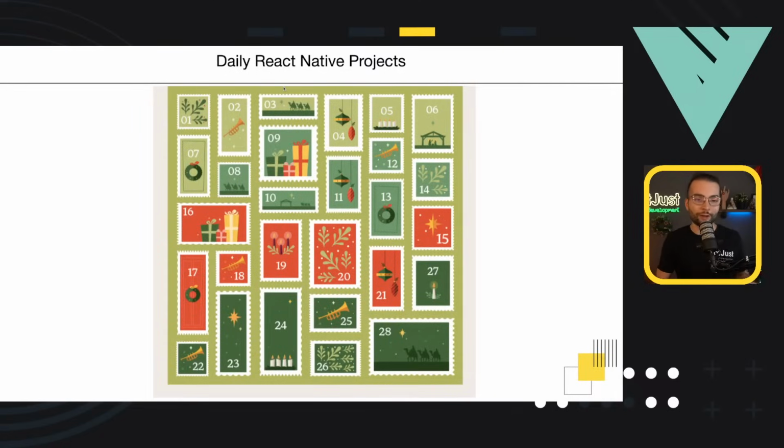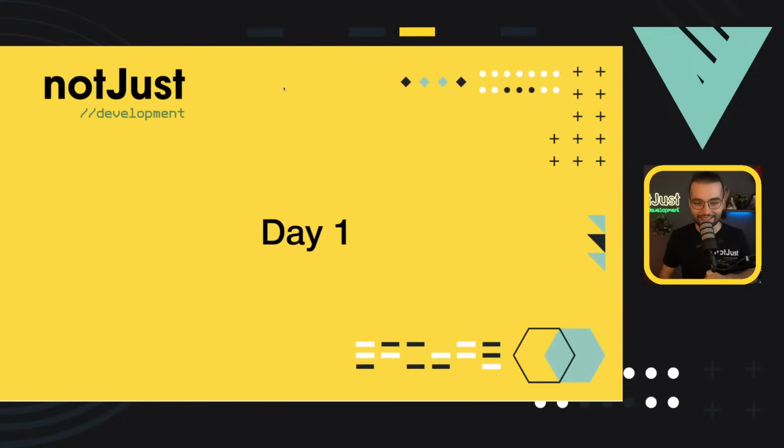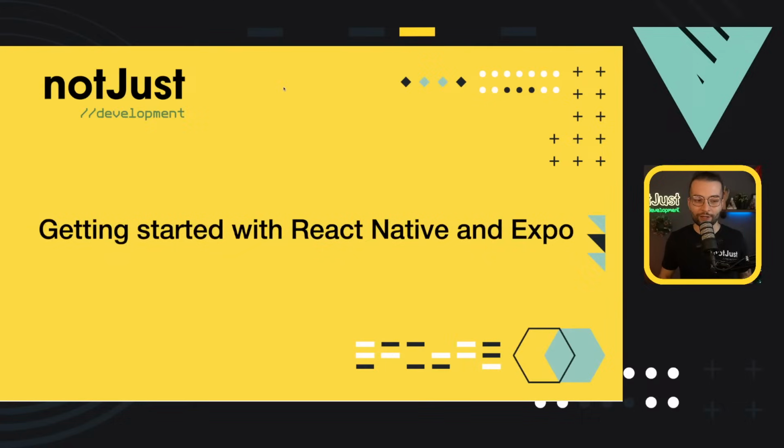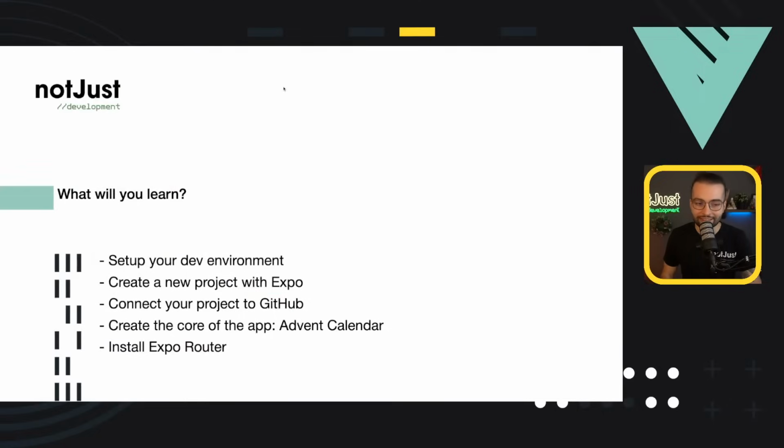We're gonna go live with a React Native and Expo project during the whole December, every single day at 12 p.m. GMT. So today is day one, and the topic of today's video is getting started with React Native and Expo. Today we're gonna learn about how you can set up your development environment, how you can create a new project, how you can connect it with GitHub, and we will also focus on actually building the core of the application that we're gonna use throughout the whole challenge.